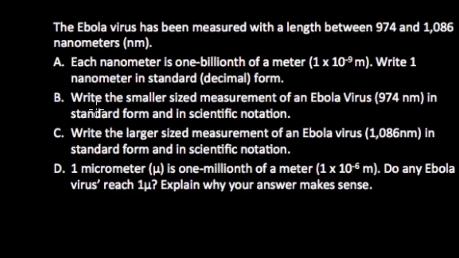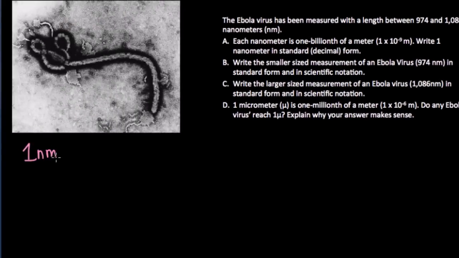We're told in part A that each nanometer, so 1 nanometer, equals what? Well, it equals 1 billionth of a meter, or 1 times 10 to the negative ninth meters. We want to write 1 nanometer in standard form. So we're just going to take this number and write it in standard form. I'm assuming they want us to write this in meters, right?